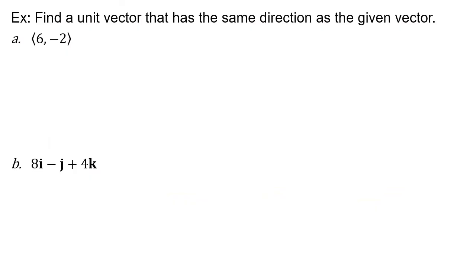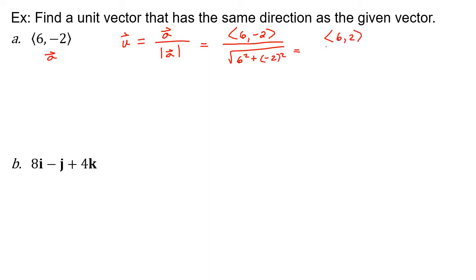So this one says, find the unit vector that has the same direction as the given vector. So you have the vector 6, negative 2. So if say this is vector A, my unit vector is A divided by the magnitude of A. So that's 6, negative 2 divided by the square root of 6 squared plus negative 2 squared. And so that's 36 plus 4. That plus sign looks a lot like a T, so I'm going to try that again. But the 2 squared is 4.